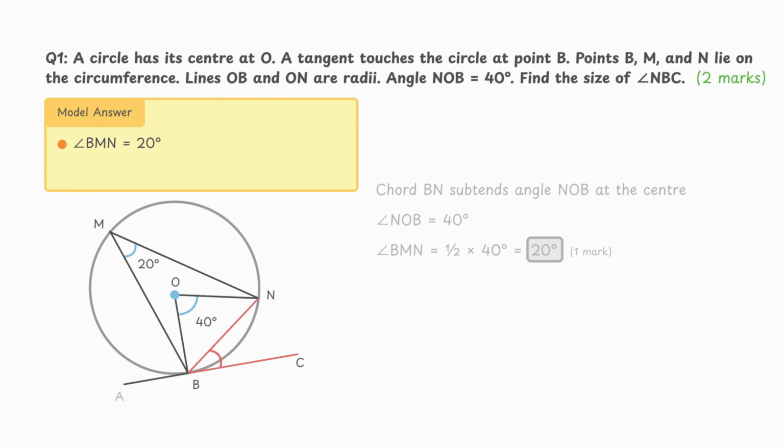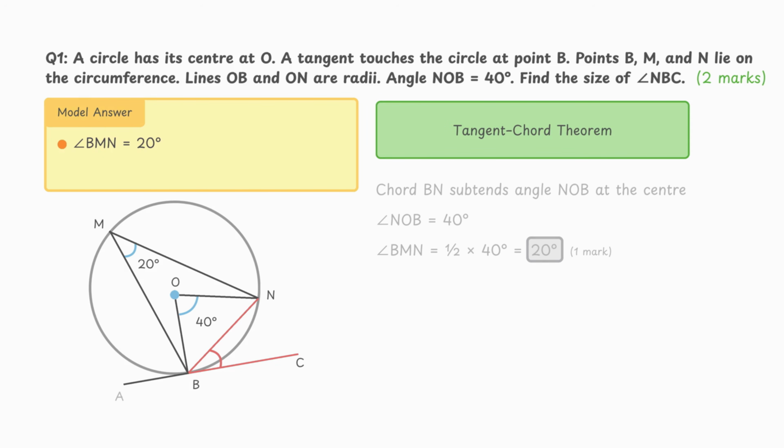We are asked to find angle NBC, which is formed between the tangent and the chord BN. Now this is where the tangent chord theorem comes in. The theorem states the angle between a tangent and a chord is equal to the angle in the opposite arc of the circle. So angle NBC at the point where the tangent meets the circle is equal to angle BMN inside the circle. And we already found that angle BMN is 20 degrees. So angle NBC must also be 20 degrees.